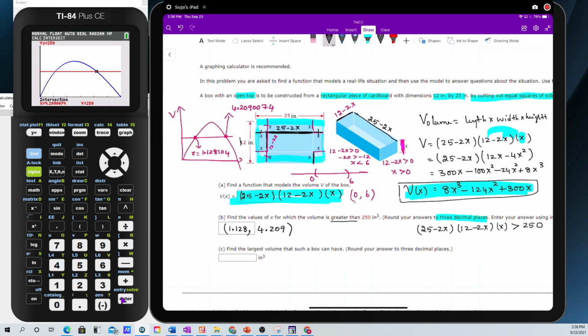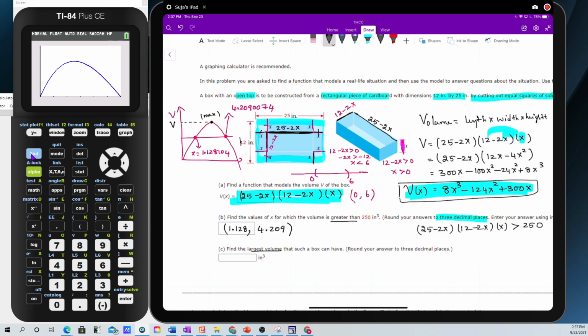Okay. Now for section C, it's asking find the biggest or the largest volume. So I know by looking at this graph, this is the place where I have a maximum. So I need to look for what this point is. So this is the maximum point, right? So with the same graph that I have, I can use second calc. I don't have to worry about the second line, so I can eliminate that if I don't want to see it. But what I need is the graph and the maximum point.